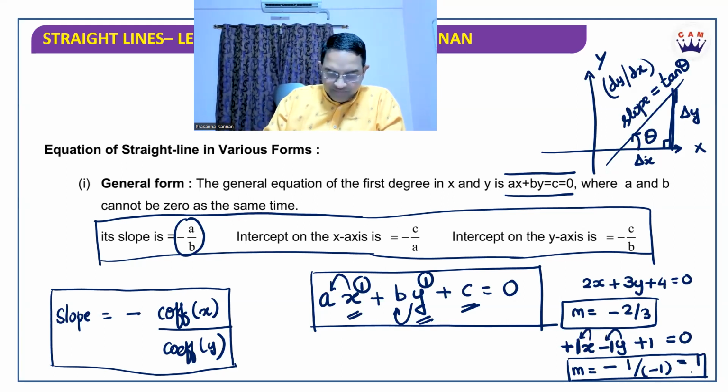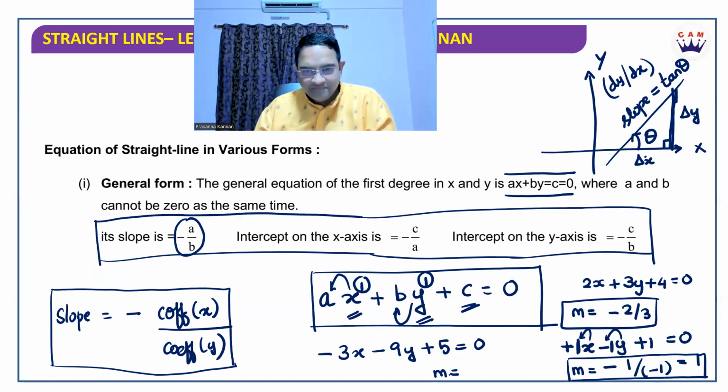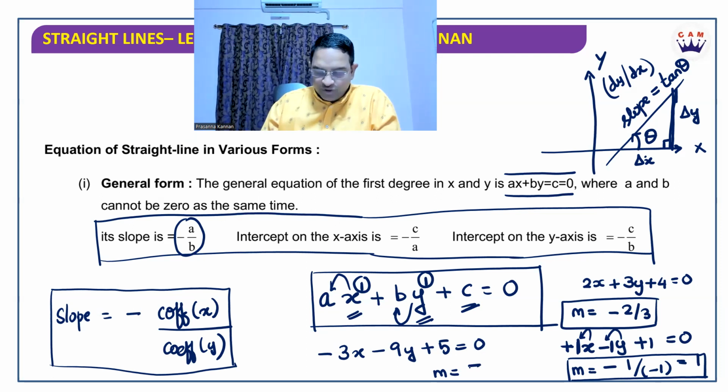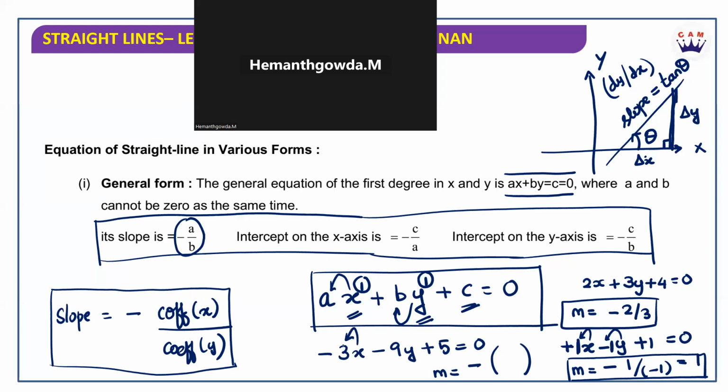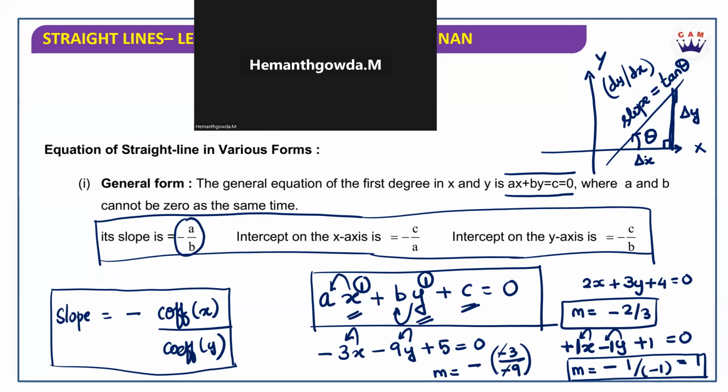Next, one more question. What is the slope of this line? Minus 3 by minus 9. Is it correct? 1 by 3, sir. Minus x coefficient by y coefficient. What is the x coefficient? Minus 3. What is the y coefficient? Minus 9. So are you getting 1 by 3? Yes, sir. Minus 1 by 3. Yeah.